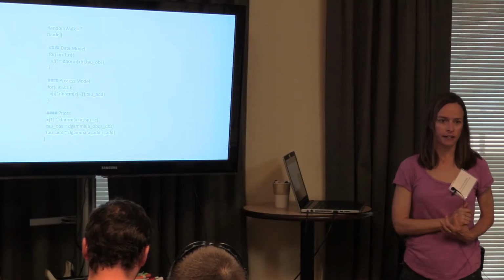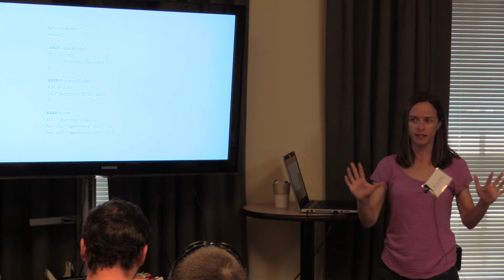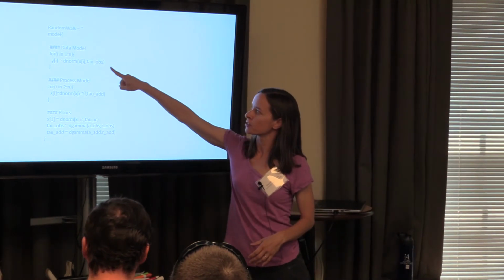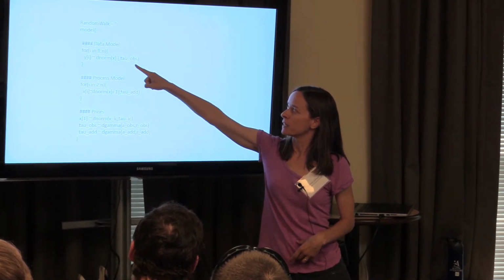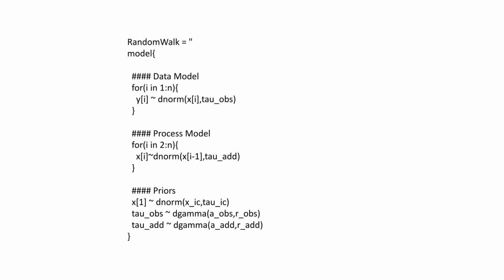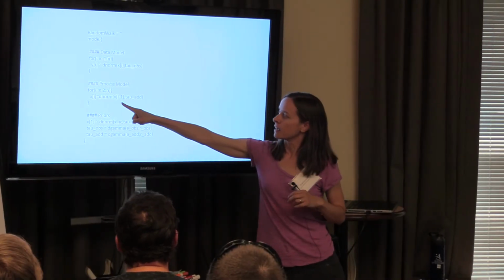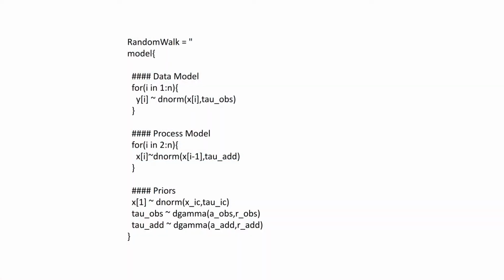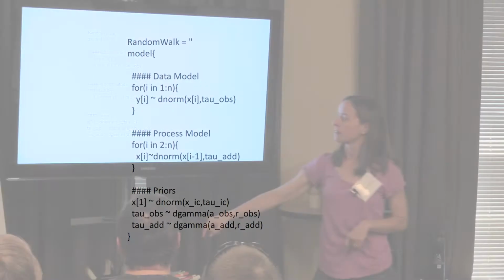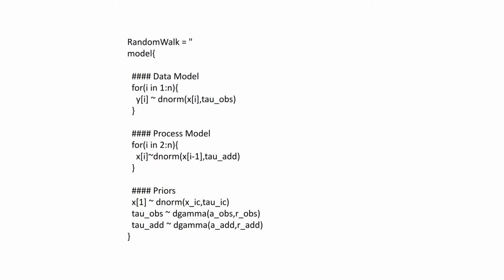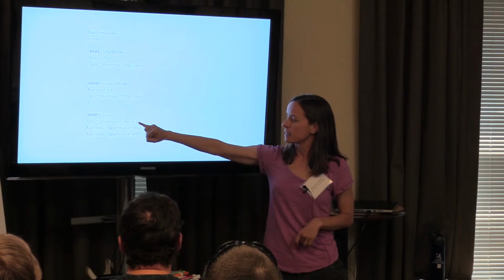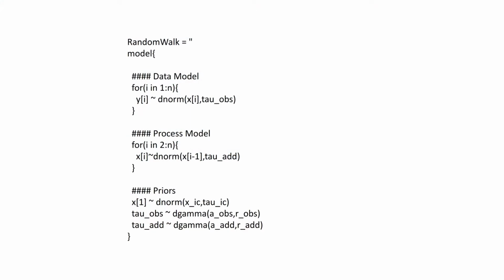So what does this look like in code? Now that you guys have all had some time with JAGS and the code, you've got your data model. This should look really familiar. Your yi's are normally distributed with some mean x. That's your true state, and the true state is normally distributed around the last true state. And then you have your priors, because you're estimating both of the errors, your process error and your observation error. And there's a new line here, your initial x. When you start, you don't have an initial x, so you need to put a prior on that, your initial condition.